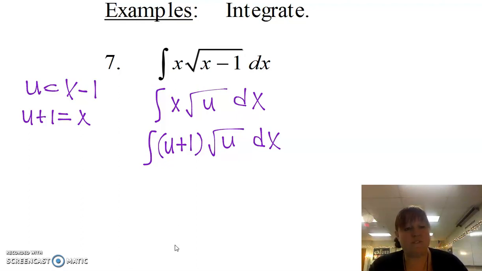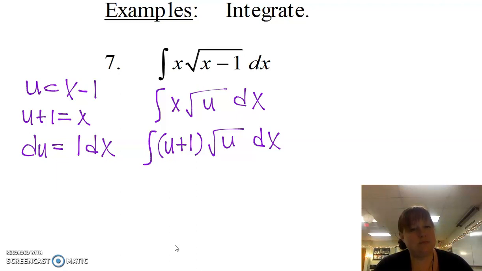So, if u equals x minus 1, what does du equal? The derivative of u is just 1. So wherever there is a 1 dx, because the derivative of x is dx, and the derivative of u is du, everywhere I see a dx, I can replace it with a du. So here's my dx. I'm going to replace that with a du.